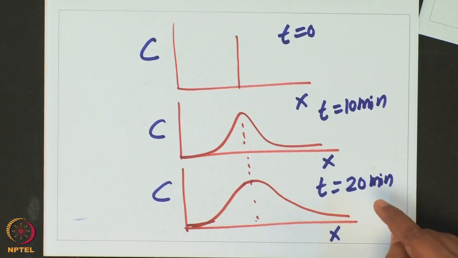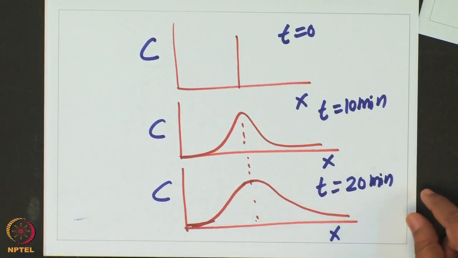Now, mathematically, how do we get it? We can get this by solving this equation for appropriate boundary conditions and initial conditions. Depending on various boundary conditions and initial conditions, one will have various solutions.